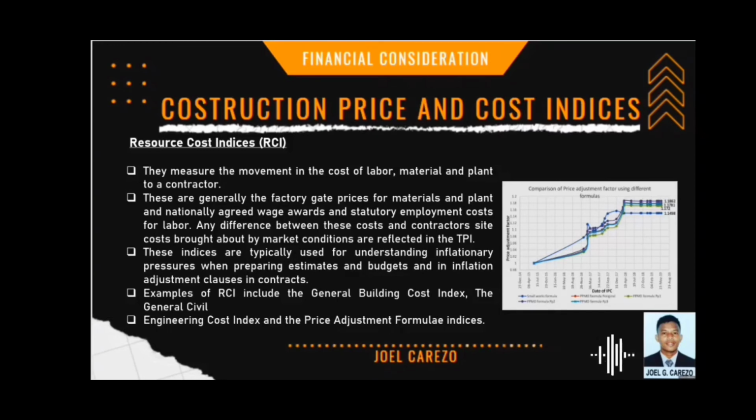Resource Cost Indices or RCI. They measure the movement in the cost of labor, materials, and plant to a contractor. These are generally the factory gate price for materials and plant, and nationally agreed wage awards and statutory employment costs for labor. Any difference between this cost and the contractor's cost brought about by market conditions is reflected in the TPI. These indices are typically used for understanding inflationary pressures when preparing estimates and budgets and in inflation adjustment clauses in contracts. Examples of RCI include the General Building Cost Index, the General Civil Engineering Cost Index, and the Price Adjustment Formulae Indices.